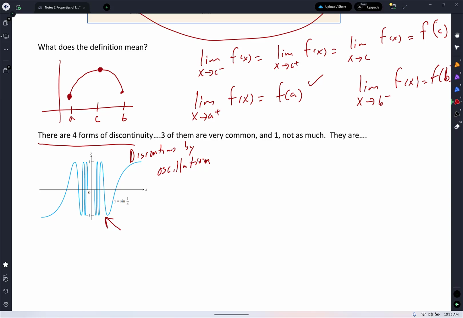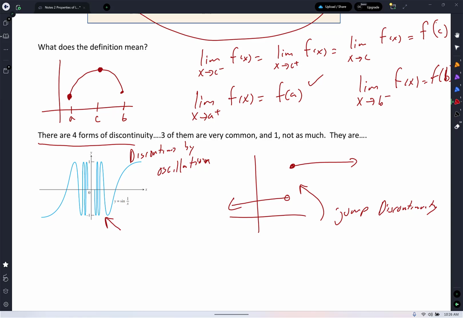All right, which ones are the useful ones? You can be discontinuous by something called a step function. So let me write this down. If you have something like this, this is also called a jump. In math, this is called a jump discontinuity. Jump discontinuity.